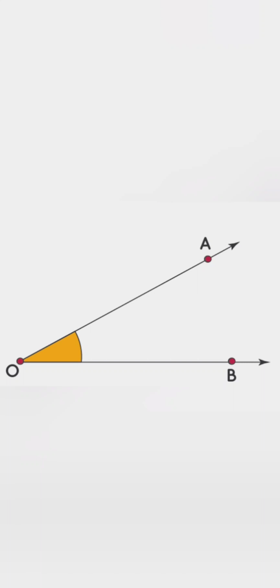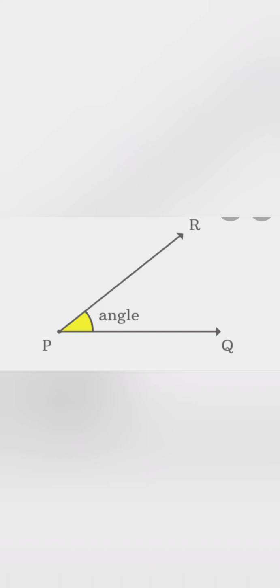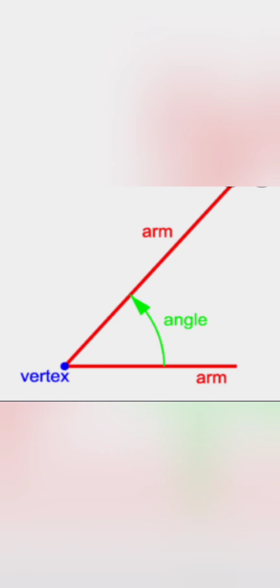Next we will see angles. An angle is a figure formed by two rays meeting at a common point. You can see this in the image. They meet at the common point. The common point is called the vertex, and the two rays are called the arms.